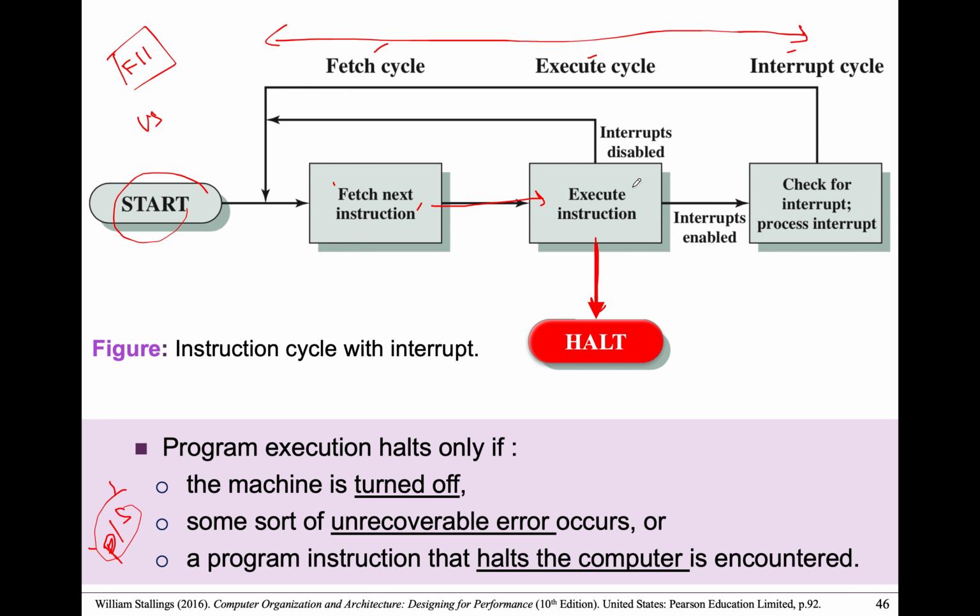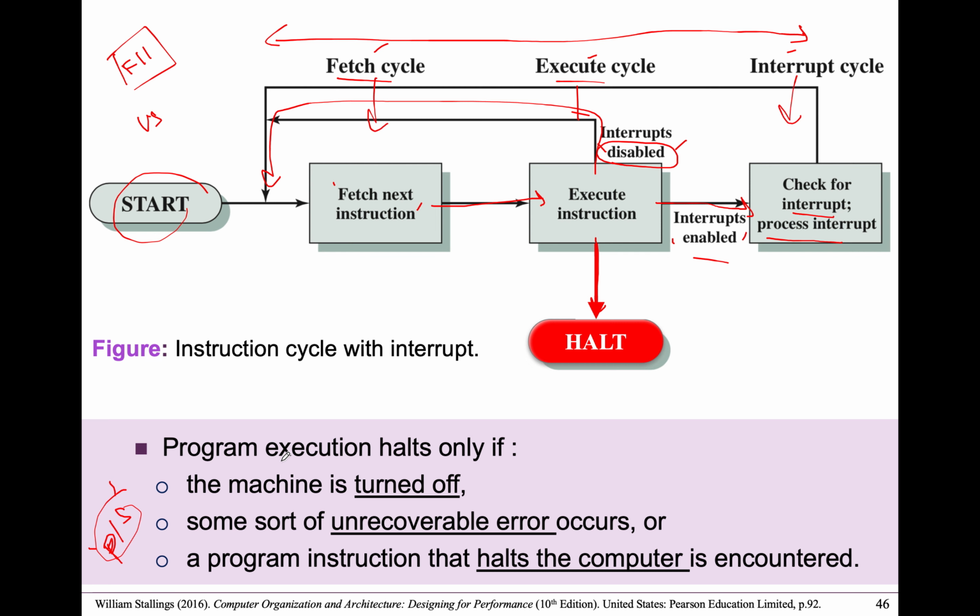Okay, then over here, if there is an instruction disable, if you disable the interrupt, you're going to go back to the start of the flow. But when you enable the interrupts, then you're going to check for interrupts and process the interrupt. If let's say there is an interrupt, then you need to do the interrupt process. This is the fetch cycle, execute cycle, and interrupt cycle.